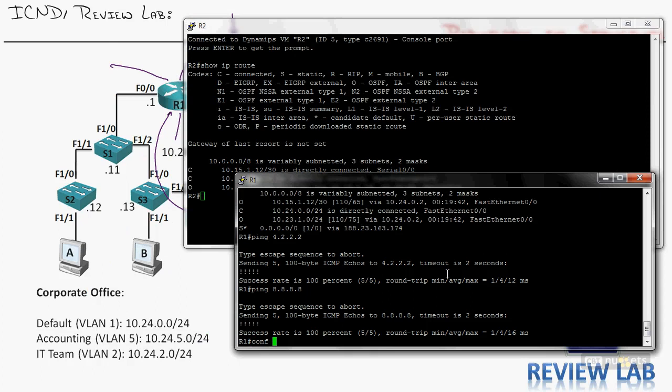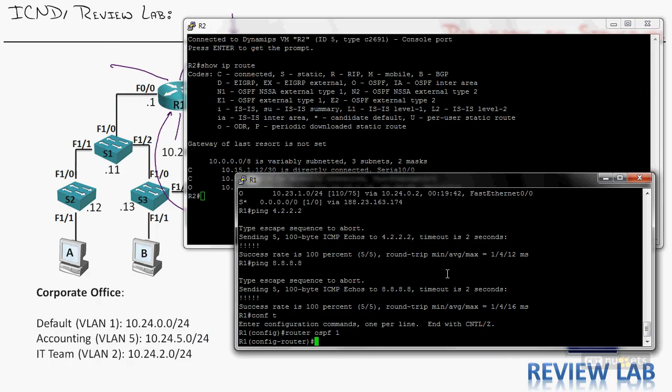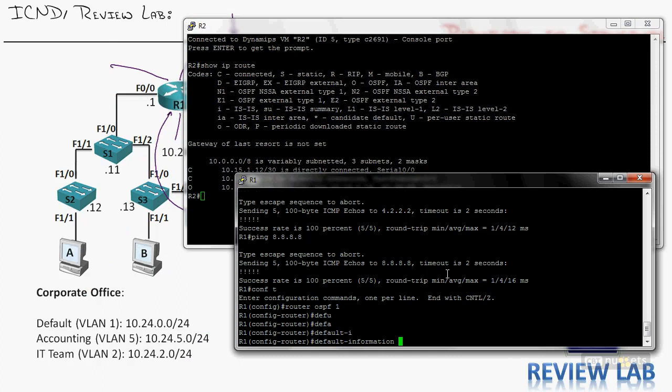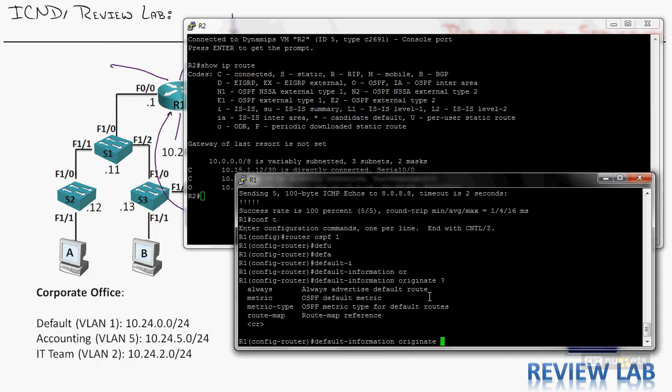I'm going to go into router 1, global config mode, and I will do router OSPF 1 and show you one amazing command. I'm almost positive we talked about this in ICND 1. If not, we should have. So I know we should have. So it is default-information originate. That's the command. So there are actually 2 flavors of this command that I want to talk about.